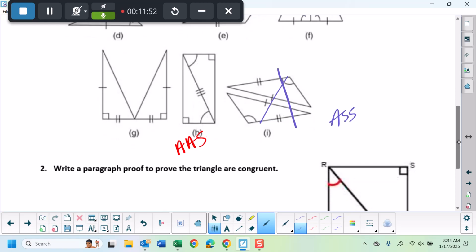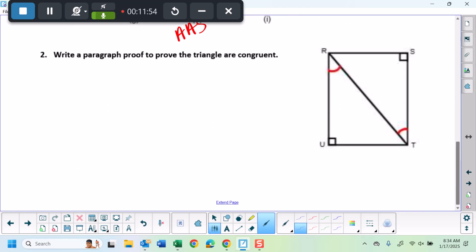Here we go. Write a paragraph proof to prove the triangles are congruent. Would you please turn to your partner and share your proof? Go.